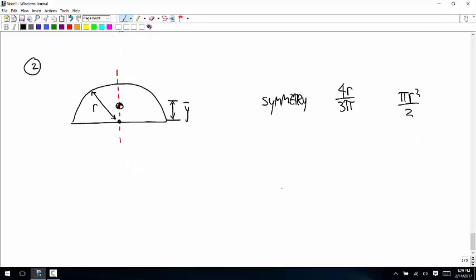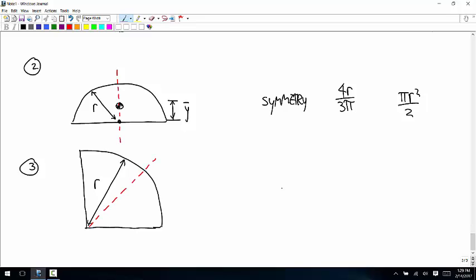The next shape is a quarter circle. And this one has a radius r. This also has a line of symmetry. And so we know the centroid has to lie along that line of symmetry. But I'm going to give you formulas for x and y, so you don't have to calculate how far you go along that 45-degree line.